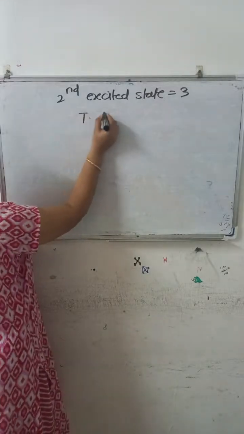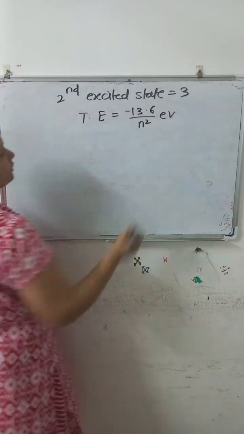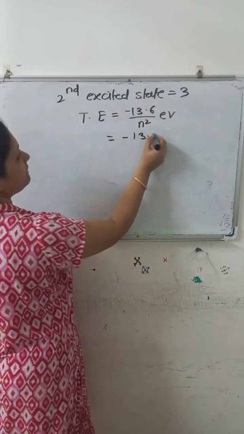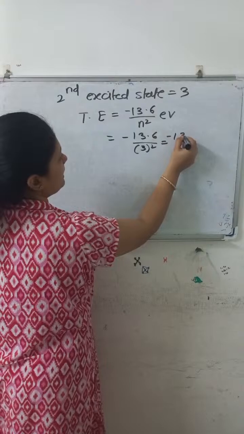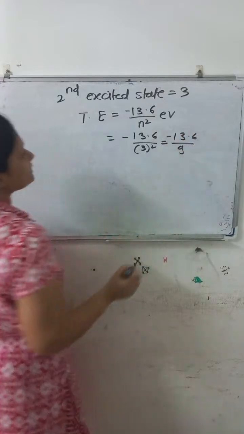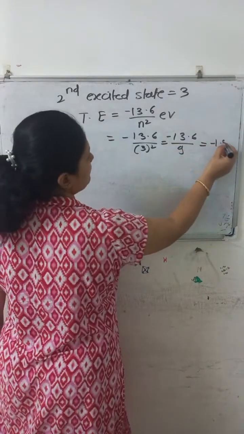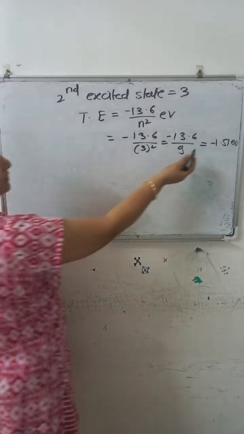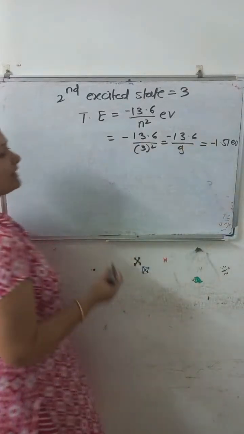So we know that total energy is nothing but minus 13.6 upon n square electron volt. Correct? This is the formula we have. So substitute minus 13.6 and n is 3 square, that is 9. So minus 13.6 upon 9, and this value comes around minus 1.51. Correct? So we are getting minus 1.51 electron volt. But this is not my answer. This option is also given, but this is total energy. So don't take minus 1.51.